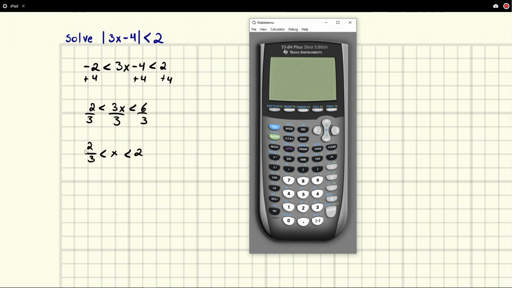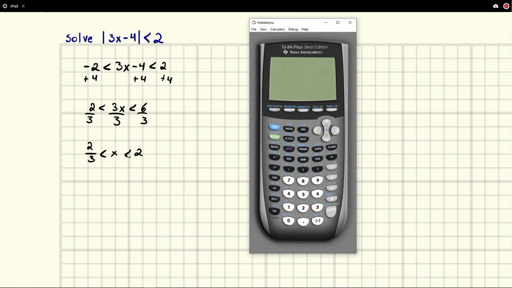But if we pick a number that's slightly greater than this, because x has to be greater than 2/3, well, let's think about this. Well, 1 is greater than 2/3. So if we pick 1, that's going to be 1 times 3 is 3, minus 4 is -1, and -1 is indeed less than 2. So this gives us evidence to believe that, okay, we've got this done correctly, and we set up our situation, and we didn't make any algebraic mistakes.